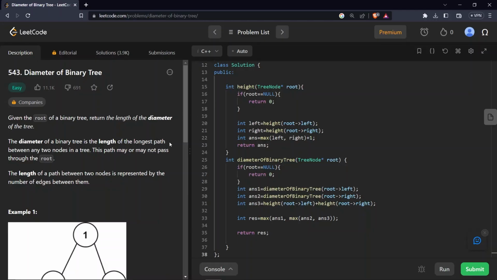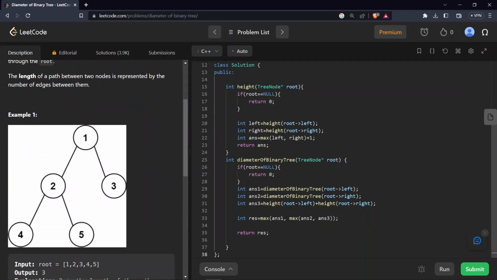This is how the code for this question will be. So first of all, this is our main function, the diameter of binary tree. So what we are doing is, if the root is null, then of course return 0. Then, remember the 3 approaches we talked about. So these are the 3 approaches. We have ans1, ans2, and ans3. We named the 3 variables.